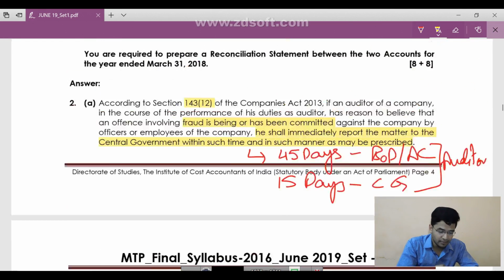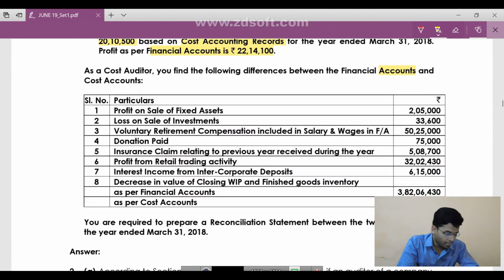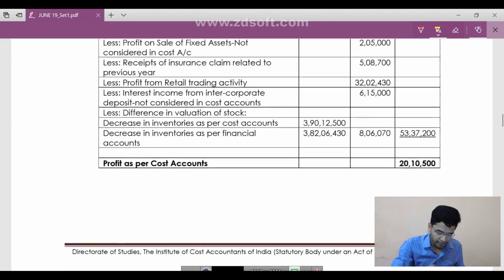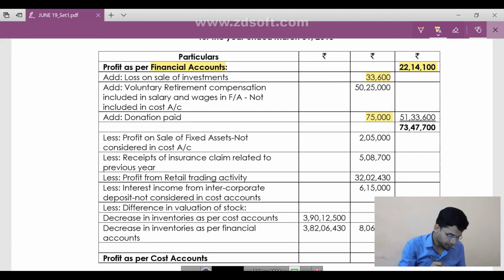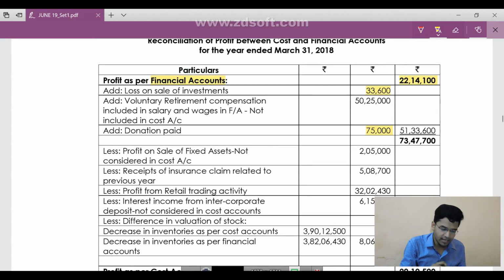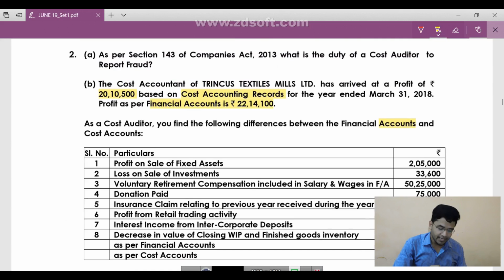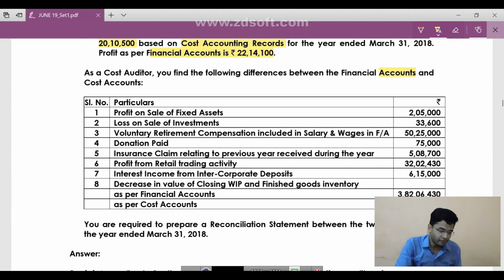Perfect. Next adjustment is insurance claim related to previous year received during the year. So previous year there was an insurance claim which has been received during the current year. So obviously your financial profit will be high. Such insurance claim would not be appearing in the costing profit. So costing profit is less. So tell me, add or less? Less. So from financial profit we will reduce the receipt from insurance claim. Perfect. 5,08,000.